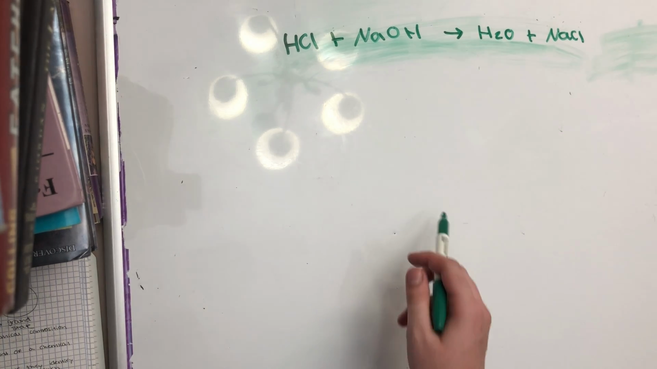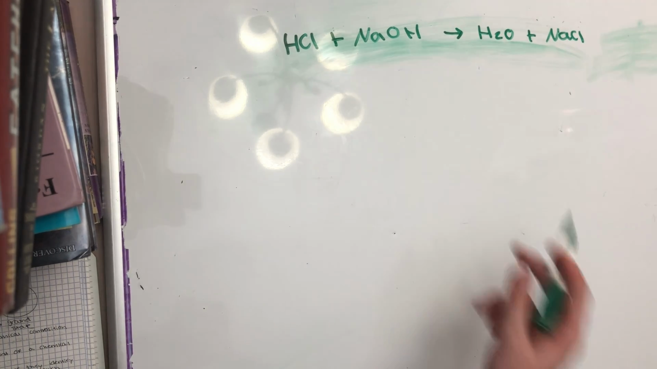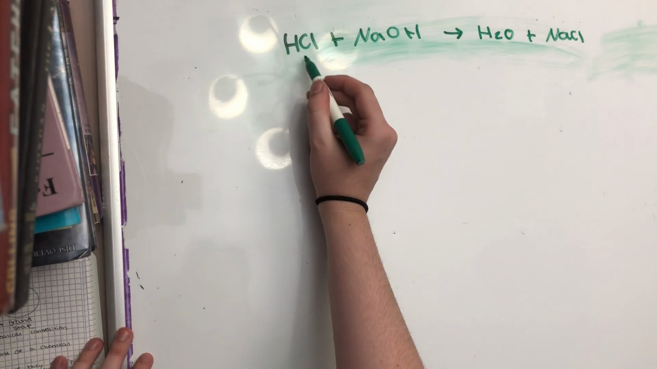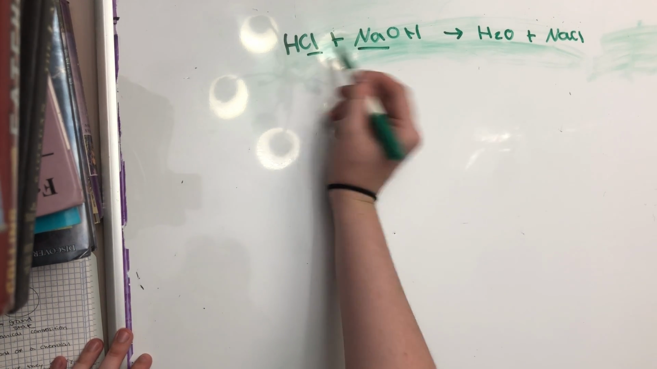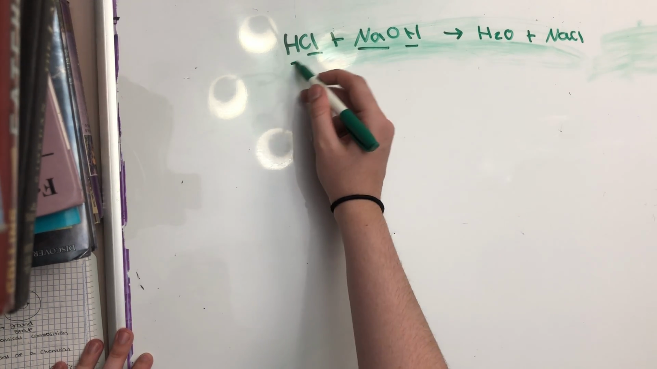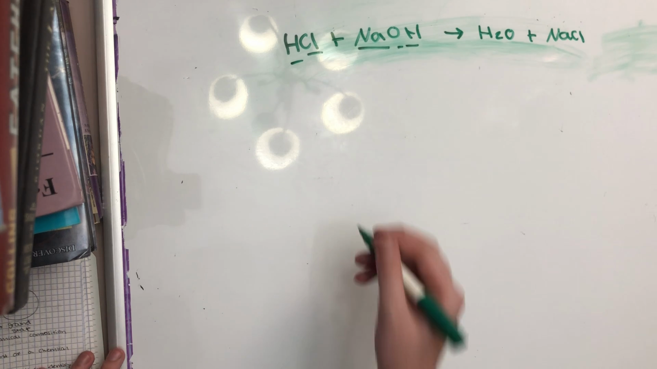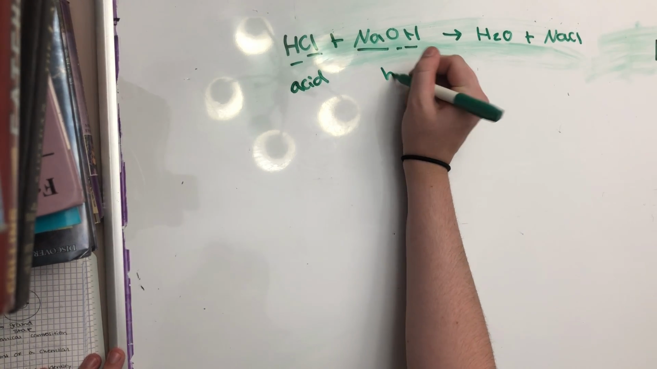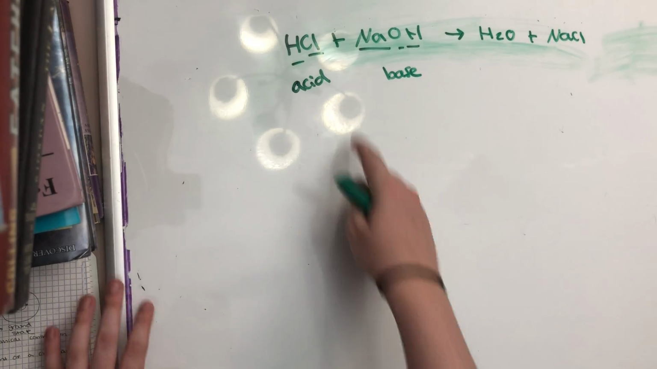Now in stoichiometry, this is our equation, and a good thing to know is you're always going to yield a salt and then water. So we have our Na and then our Cl that's going to come together, and then our H2O. Now the HCl is going to be your acid, and then your NaOH is going to be your base.